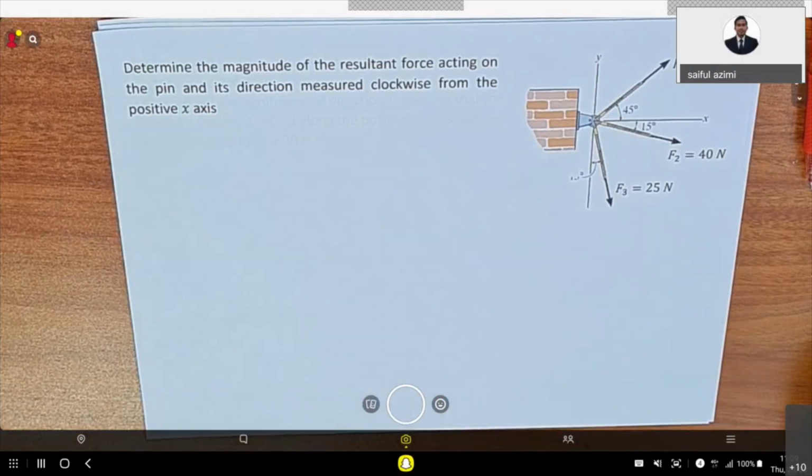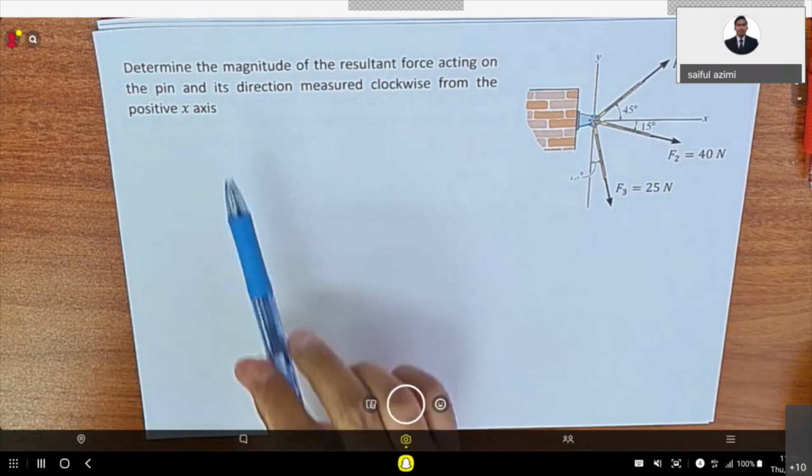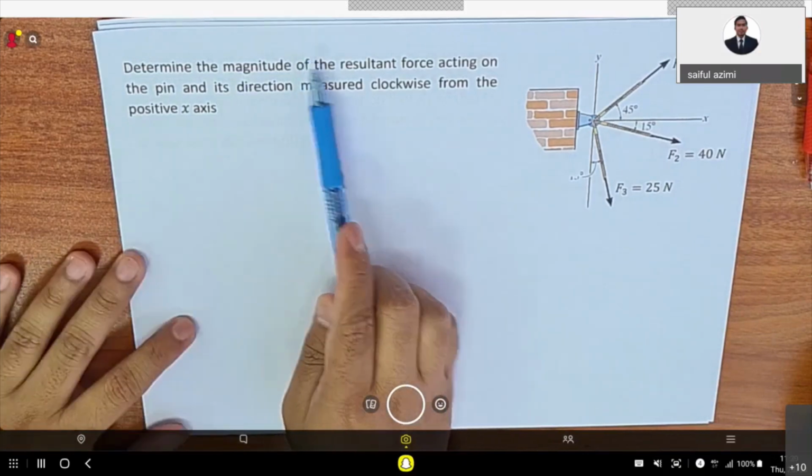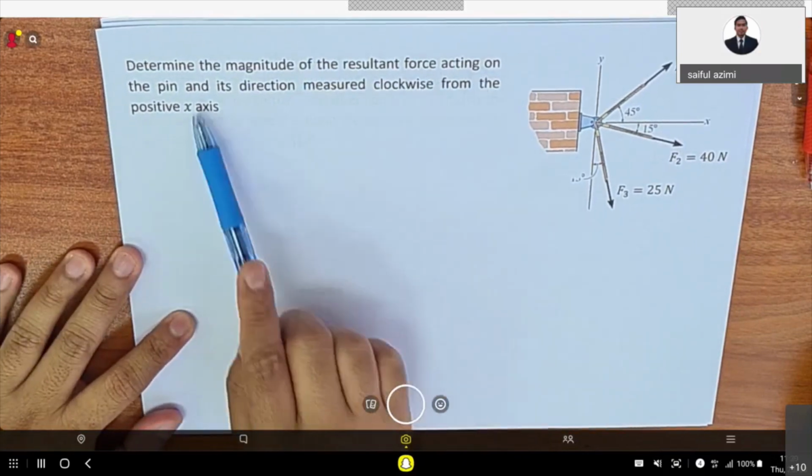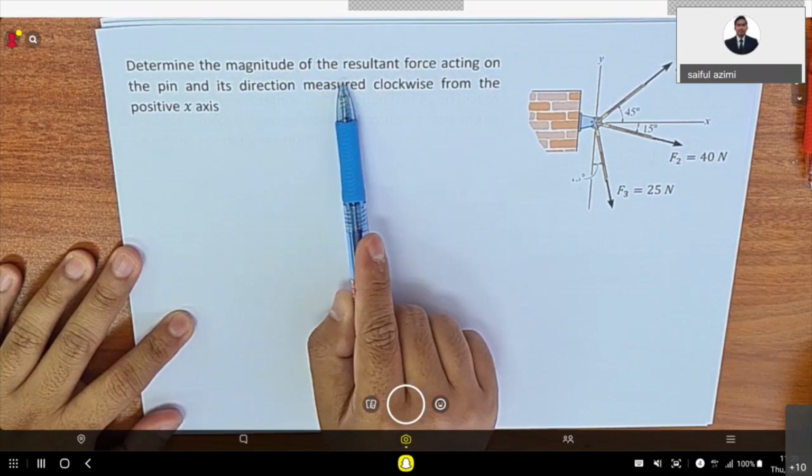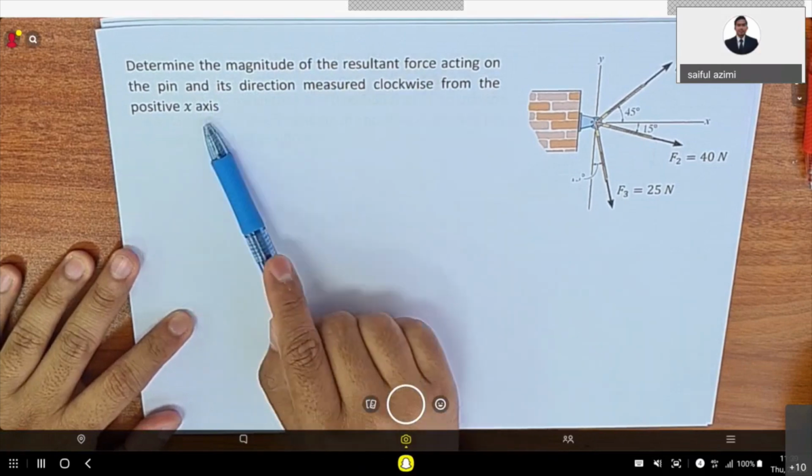Right. So the next example will be related to scalar and Cartesian force, which is the next session of our lesson. This question asks you to determine the magnitude of the resultant force acting on the pin and its direction measured clockwise from the positive x-axis.